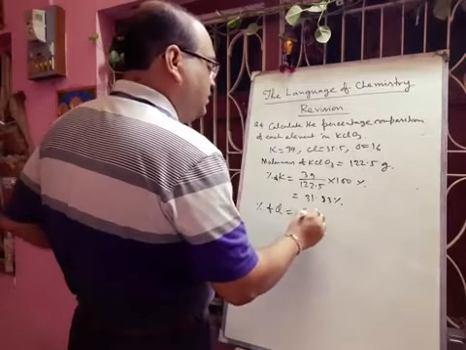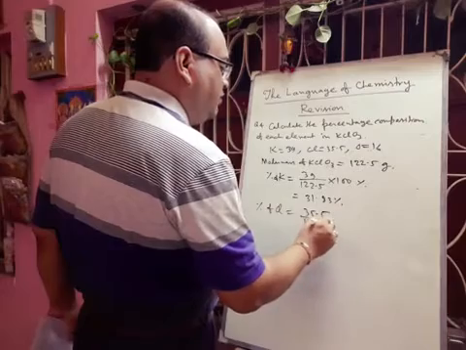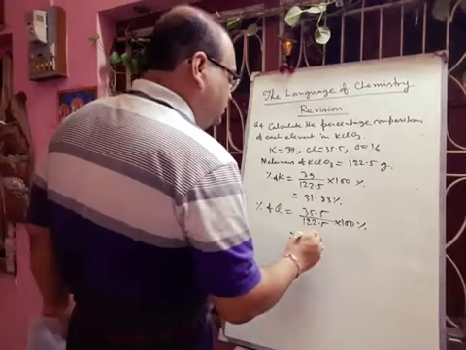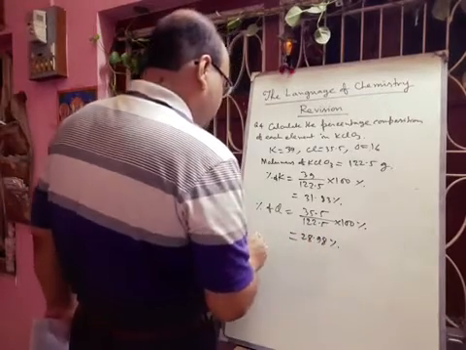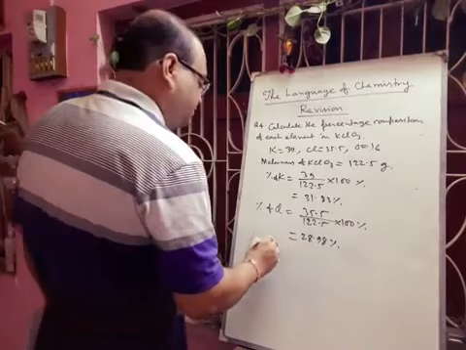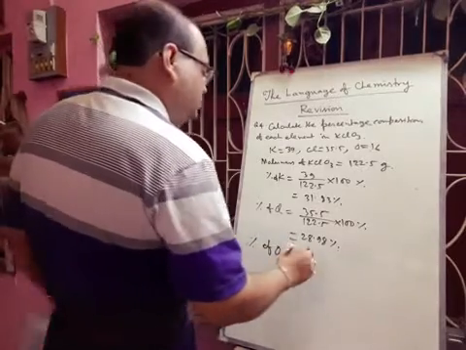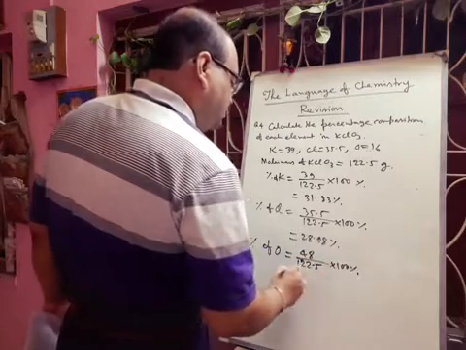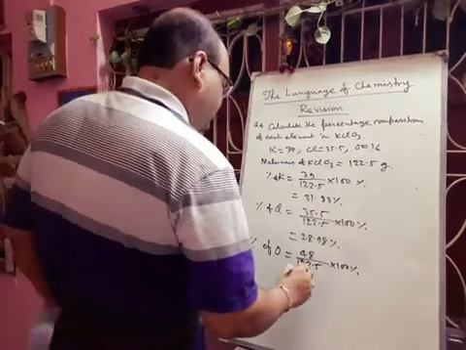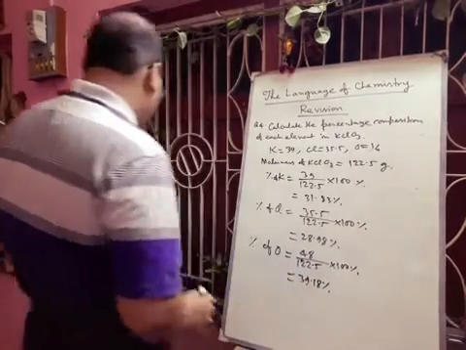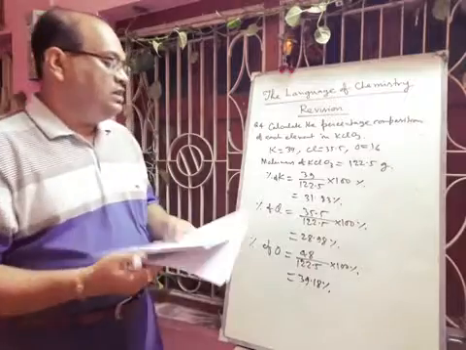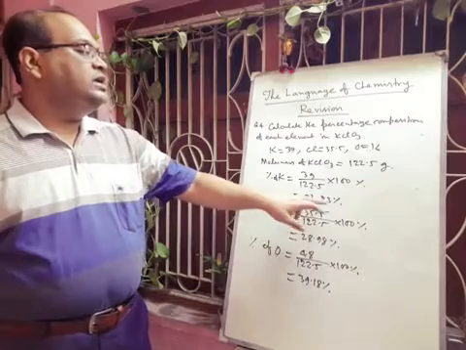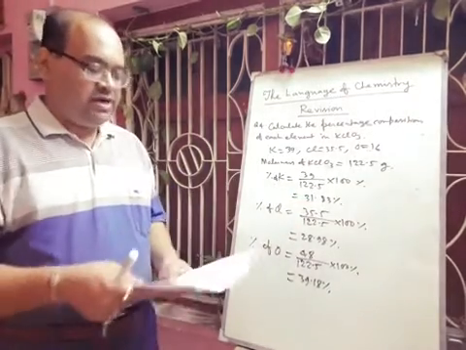Next one is percentage of chlorine, that will be 35.5 divided by 122.5 into 100%. So from here you will get 28.98. Next, percentage of oxygen. Okay, so it will be 48 divided by 122.5 into 100%. So definitely you will get 39.18%. Okay, and if you add all this, that means 39.18 plus 28.98 plus 31.83, finally you will get 100%. Okay, near about 100%.